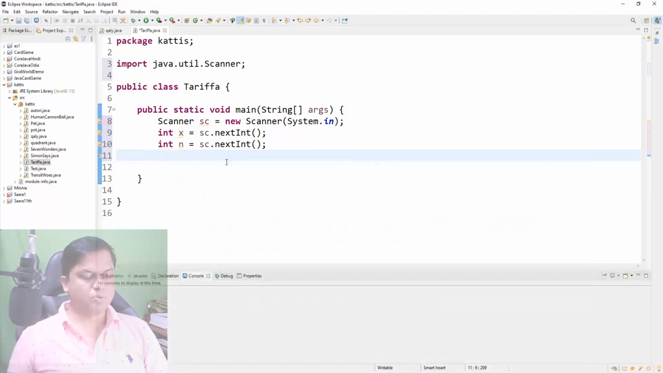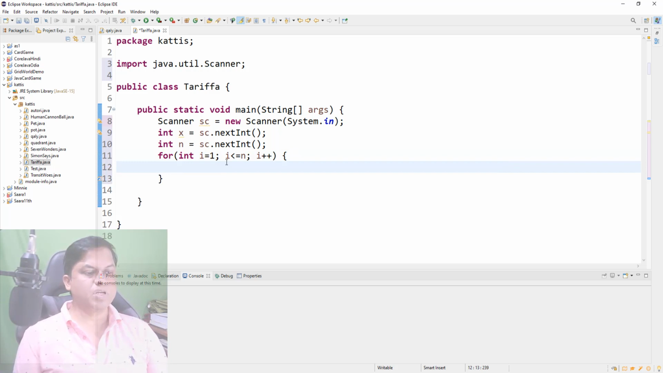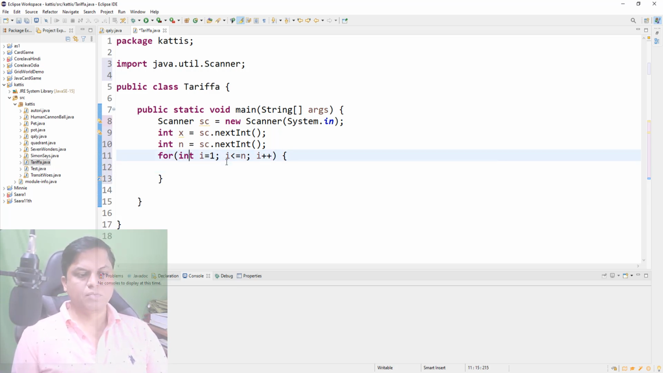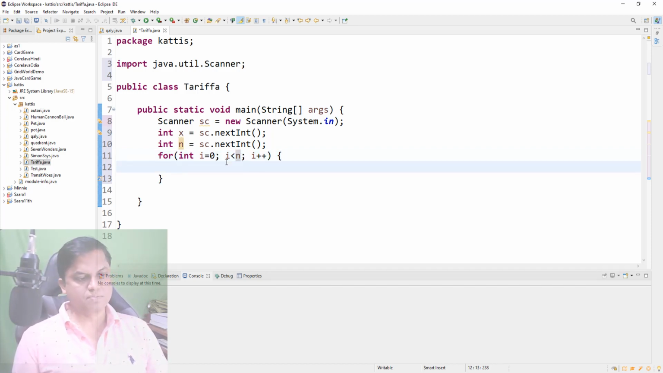That's why now we have to run a loop: int i equal 1, i less than or equal to n, i plus plus. Okay, n number of times we have to run a loop. You can write int i equal 1, i less than or equal to n, i plus plus, or you can write i equal 0, i less than n, i plus plus. Okay, as per your choice.